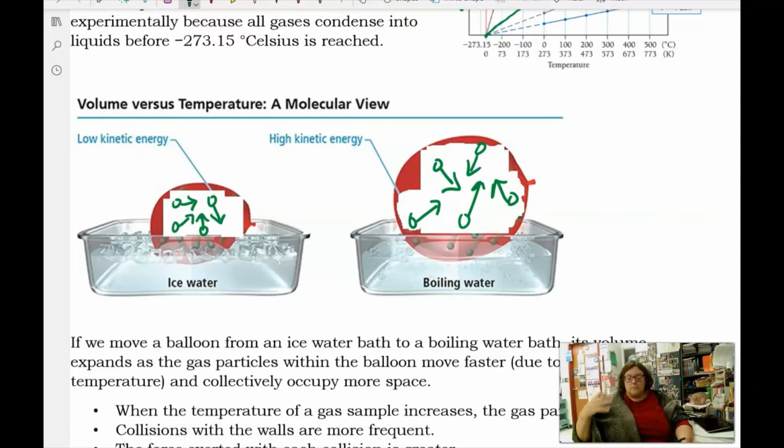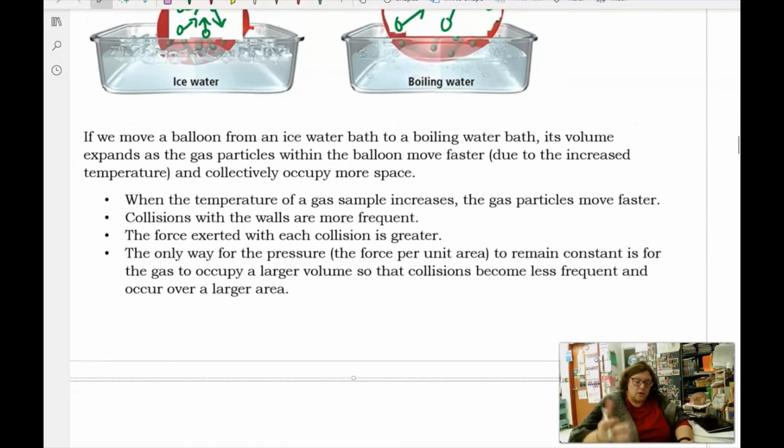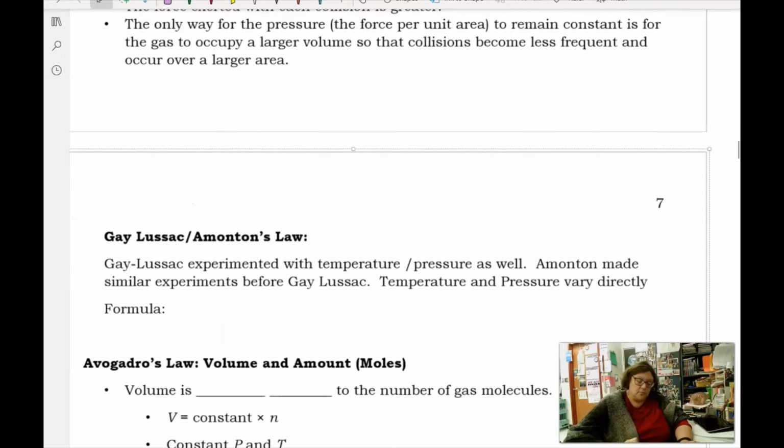But that hot air, that hot gas, the particles are going to move faster, because that is literally the definition of temperature, how fast the particles are moving. Okay, if we move a water balloon from ice water to a boiling water bath, the volume expands. This is something you could do at home.